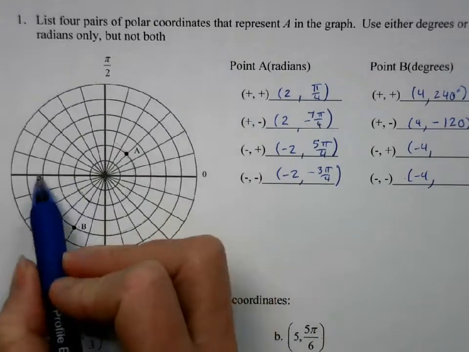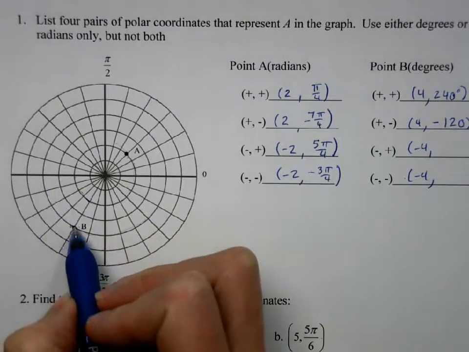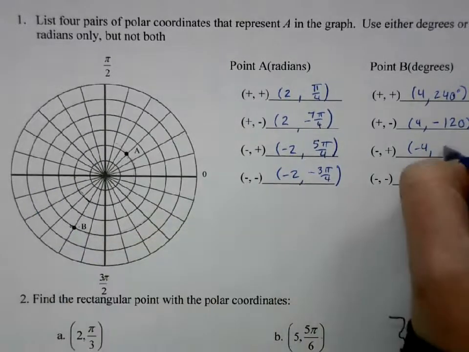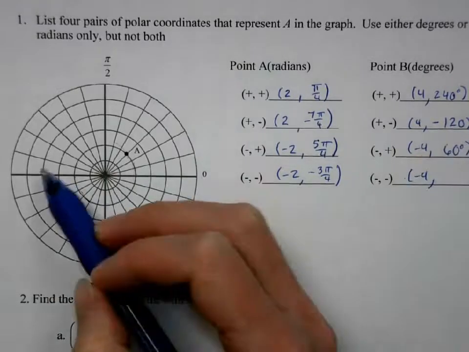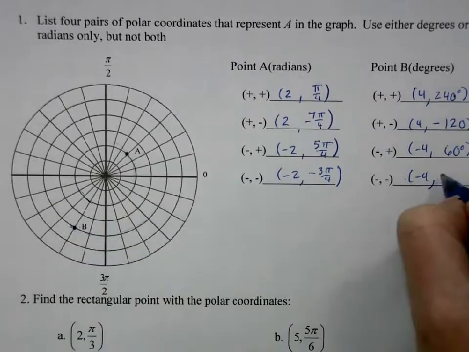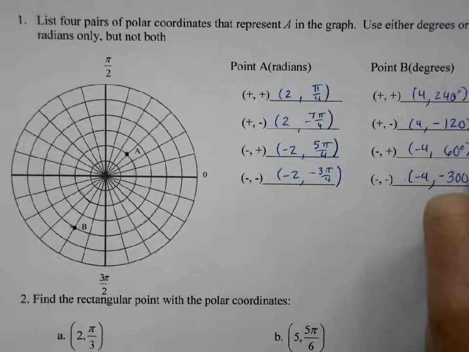Okay. If I start at negative 4 going counterclockwise, we're just going 60 degrees. Going the other direction is going to be 300.